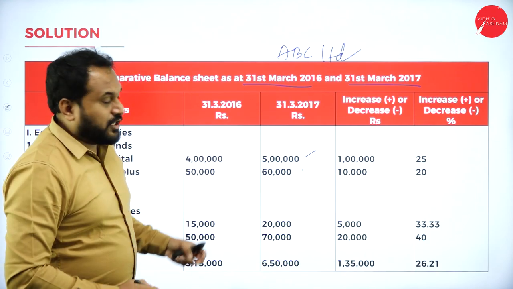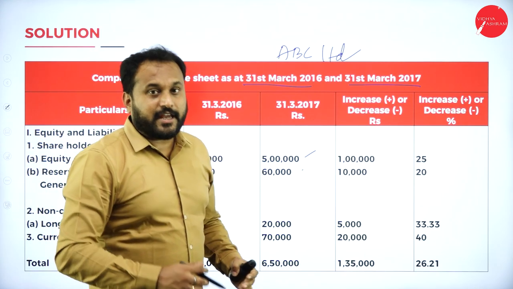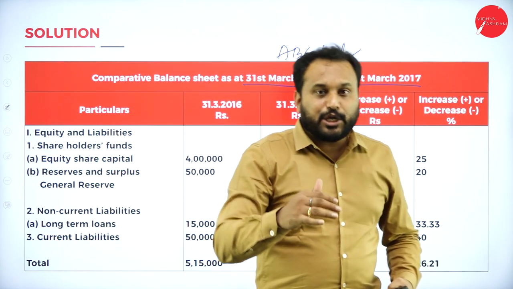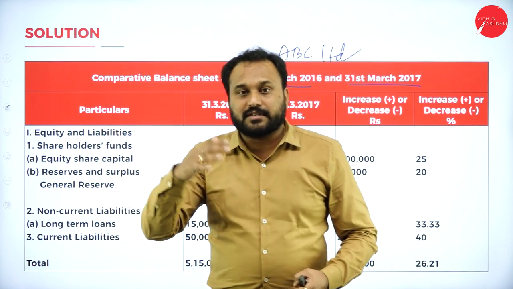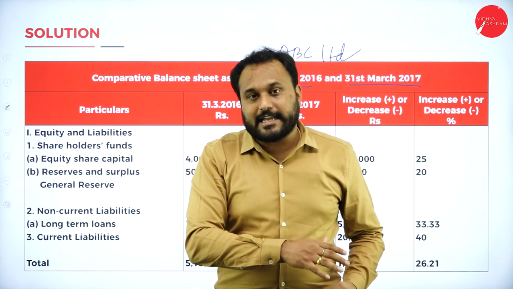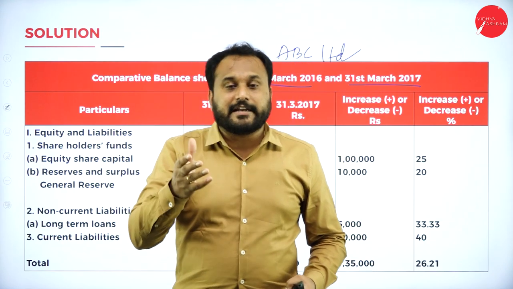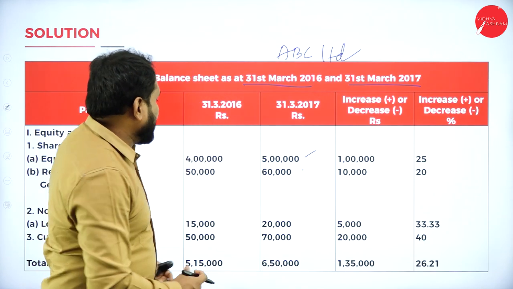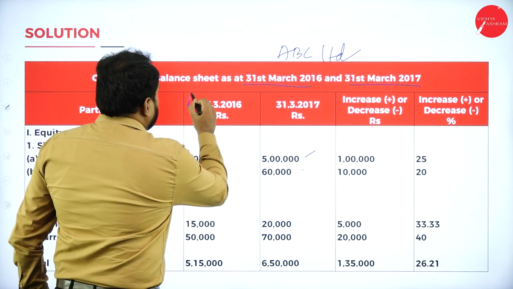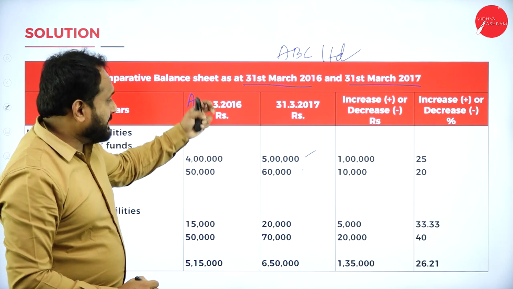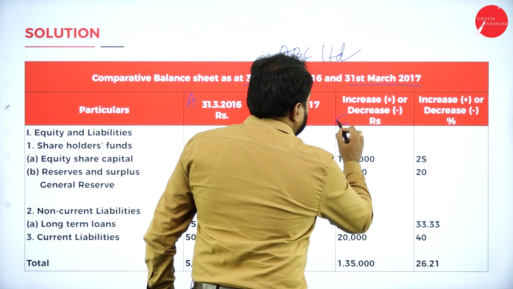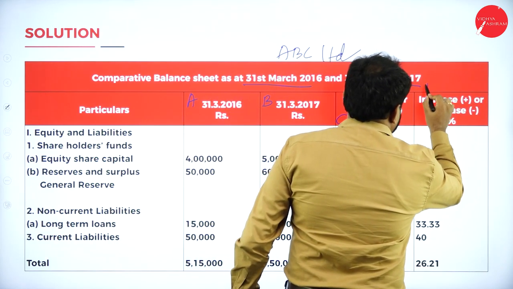The first thing is, you write the particulars column, and you go with equity and liabilities first. In that, the equity comes, that is shareholders' funds, reserves, that will actually come. Later is liability, in that you have two, non-current liability and current liability, then total it. So when we go with this, say for example here, you denote this column as A, this column you put as B, this is C, and this is D.